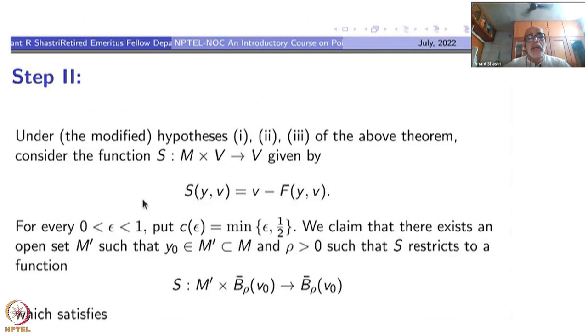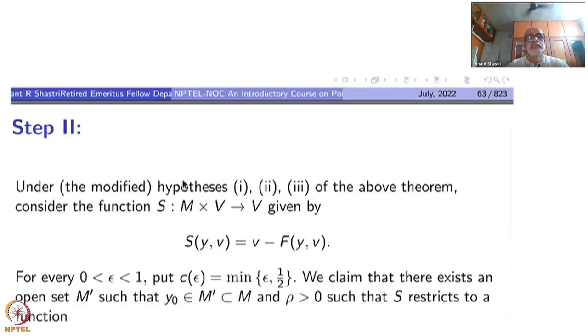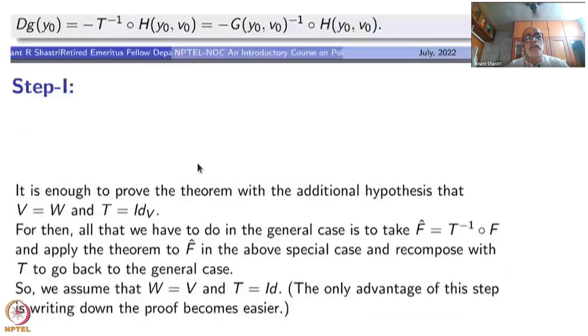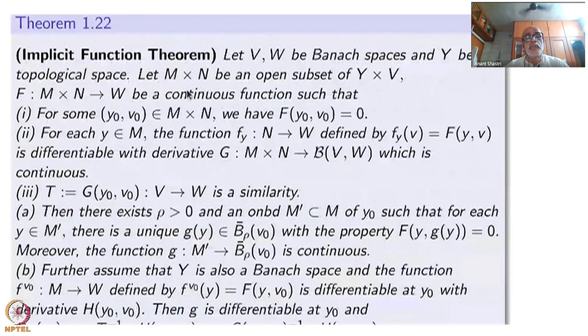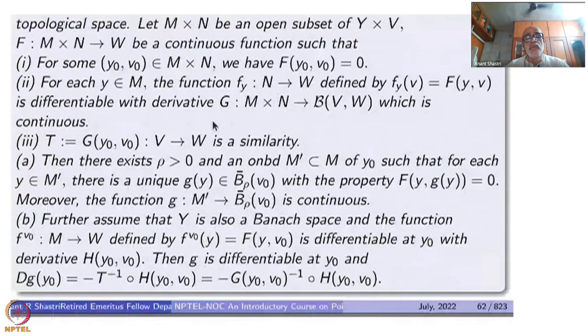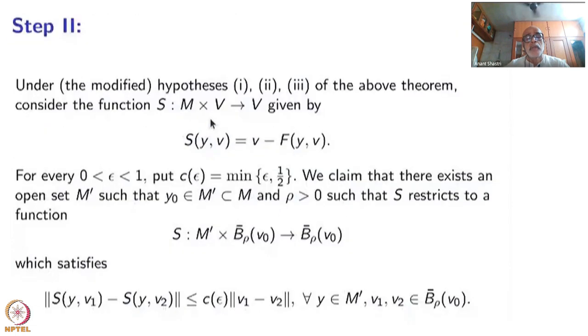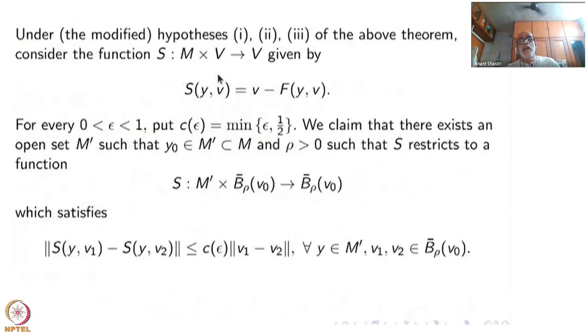Okay. For every point, see, F is defined earlier. F was defined from M cross N. So this function will be defined on M cross N again. For every epsilon between 0 and 1, let us have this short notation, instead of writing all the times minimum of epsilon and half, C epsilon.